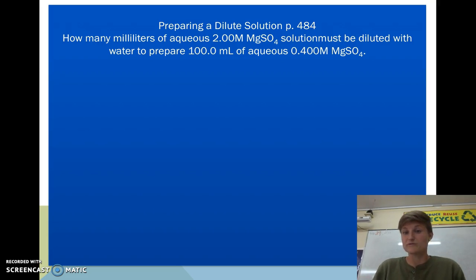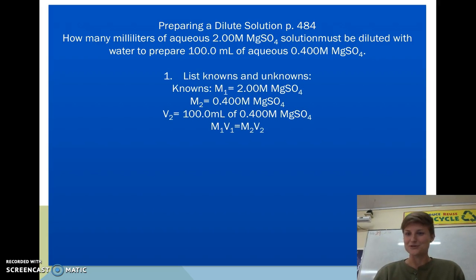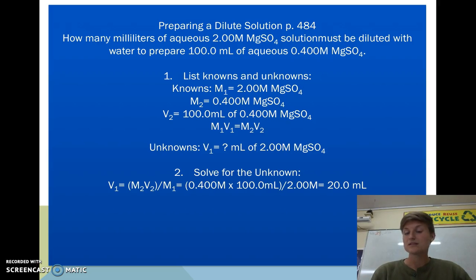Okay, how much solvent do we need to add? And so step 1, write your knowns and your unknowns. Hopefully this repetition is setting in good practices. So our knowns are written. We have M1, M2, V2, and we know our formula. So our unknown is V1. What is our initial volume? We're not given that.